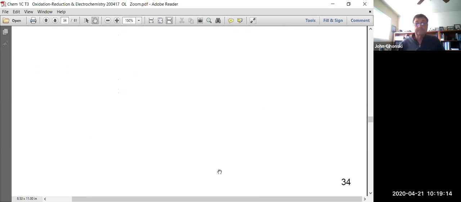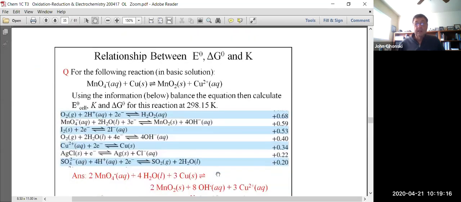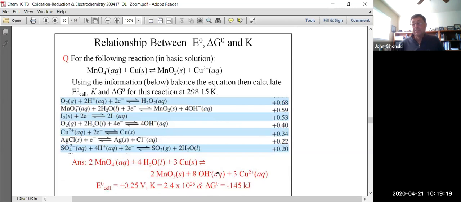Now, the easiest way to do this, as usual, is to go through an example. So let's take an example. It's not hard, but we can learn a few things from it and also practice what we've already learned.